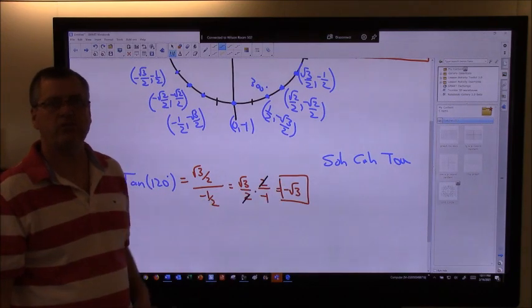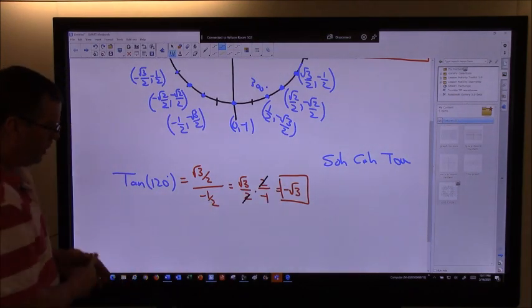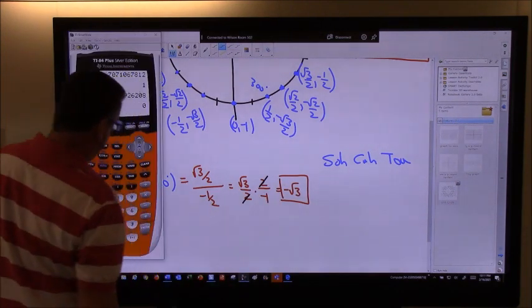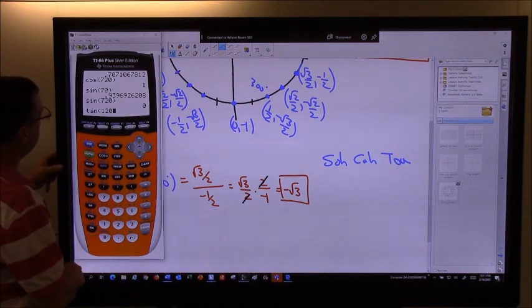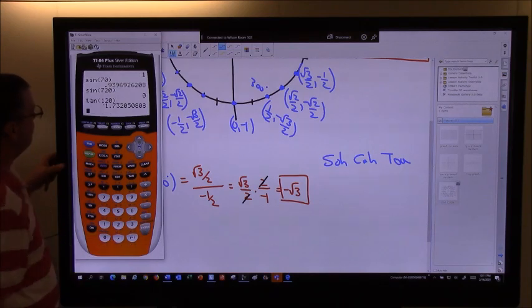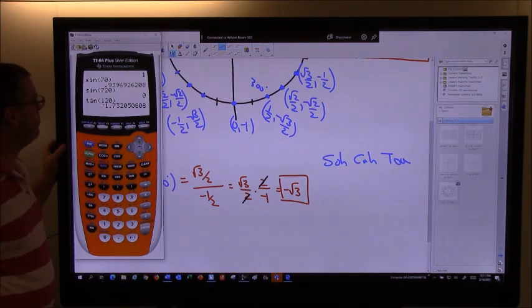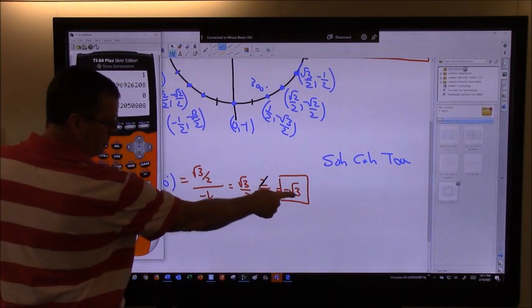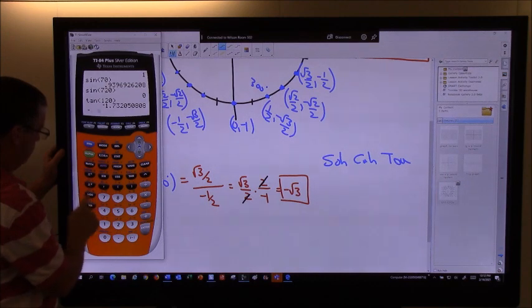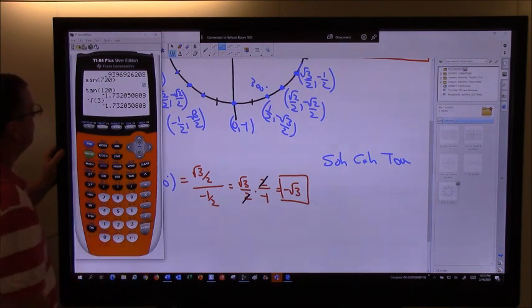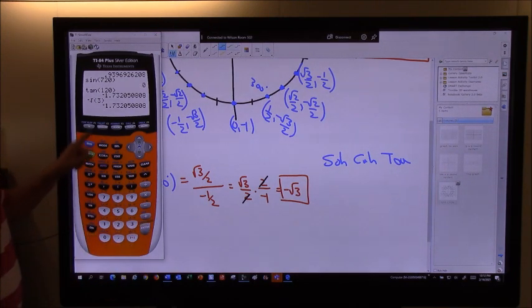There's the tangent of 120 degrees right there. That's my exact answer. Let's check it with a calculator, see if we did it right. If I go tangent of 120, there's what I get for a decimal, a negative 1.732. What's a negative square root of 3 equal to? Negative root 3. Look at that, exact same decimal, digit for digit.